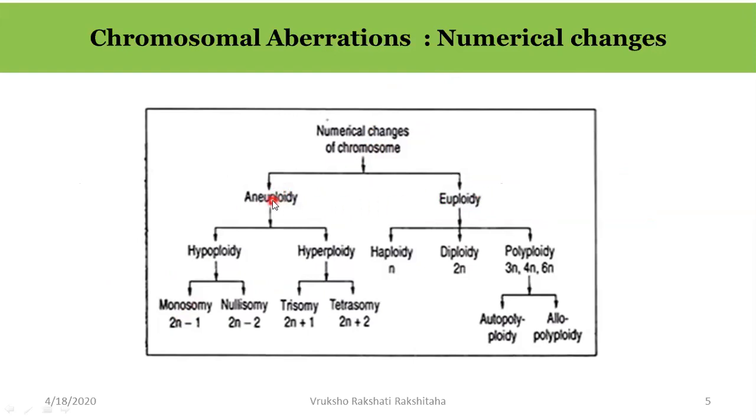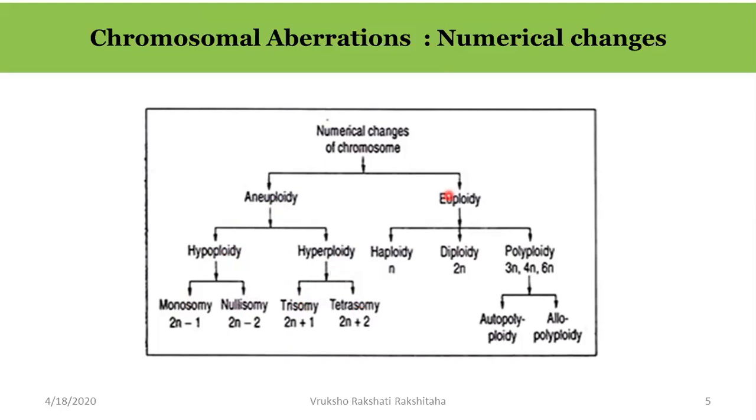So aneuploidy is that phenomenon wherein the variation in the chromosome number occurs by less than one set. This is further categorized into hypoploidy and hyperploidy. Hypoploidy is further categorized into monosomy and nullisomy. Hyperploidy is further categorized into trisomy and tetrasomy.